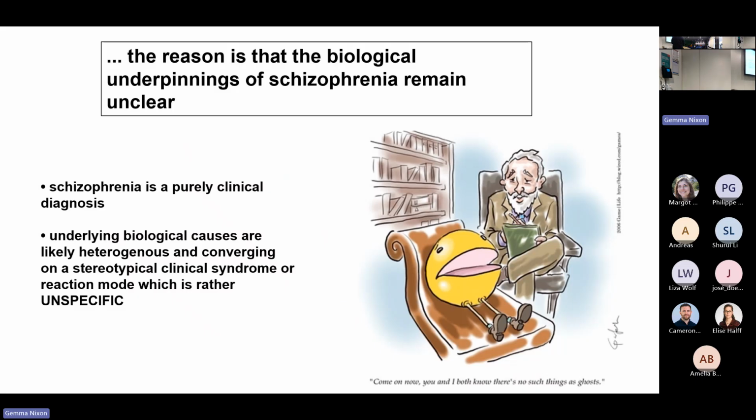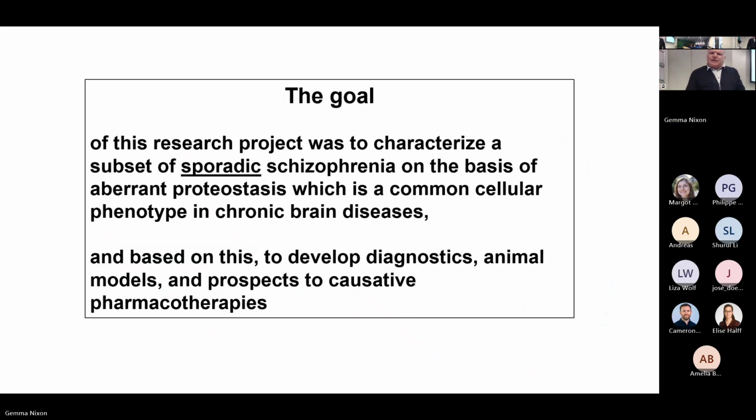Underlying biological causes are heterogeneous, but they converge on a quite stereotypical reaction mode of the brain, which is psychosis or other rather unspecific symptoms. The goal of what I'm going to tell you about, and why I left clinical psychiatry to do fundamental research, is to change that and to study the underpinnings of schizophrenia and eventually to change diagnostics and possibly introduce causative pharmacotherapies.